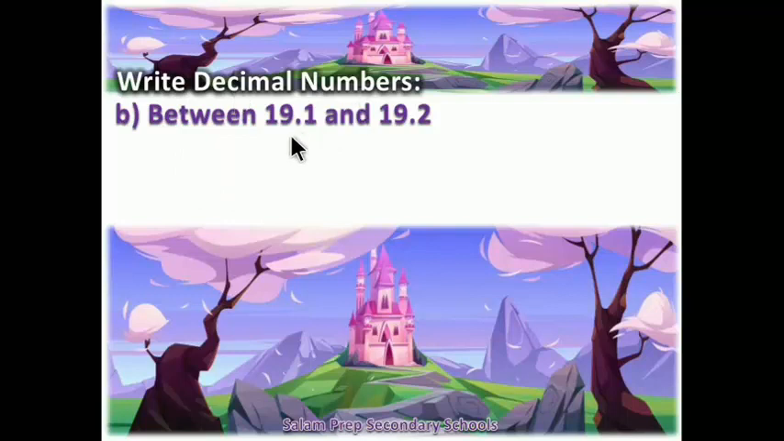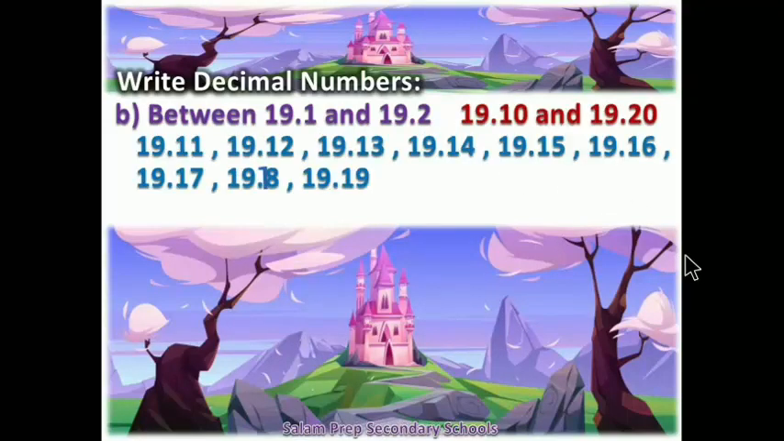Write decimal numbers between 19.1 and 19.2. To solve this problem, we need to put 0 in the hundredths place for the two numbers: 19.10 and 19.20. Now after 19.10, 19.11, 19.12, 19.13, 19.14, 19.15, 19.16, 19.17, 19.18, 19.19.